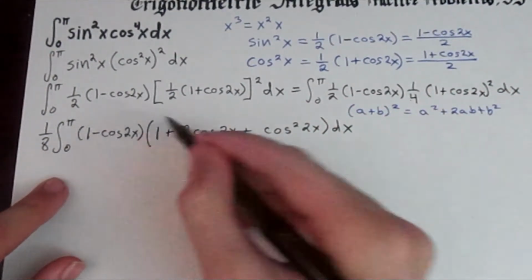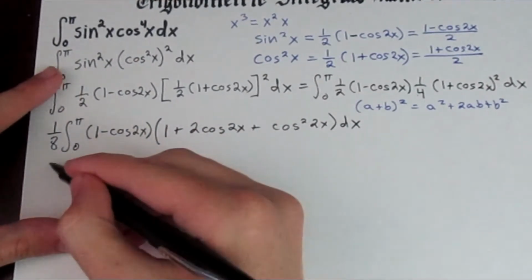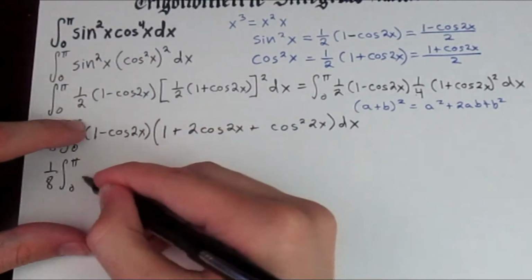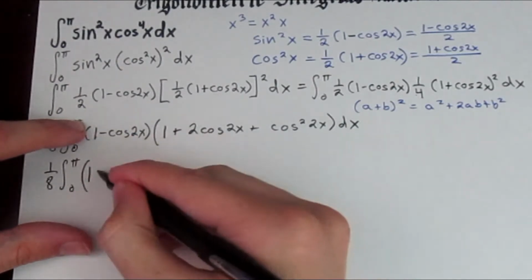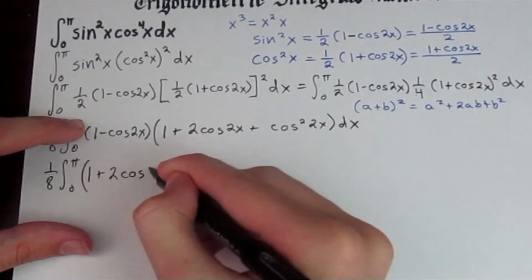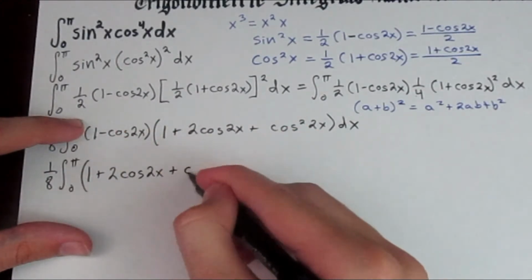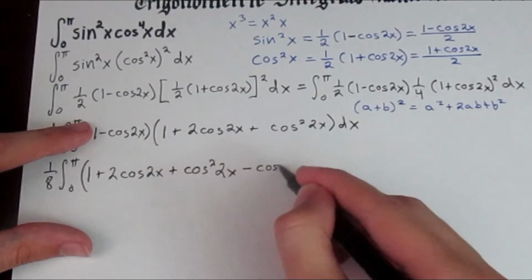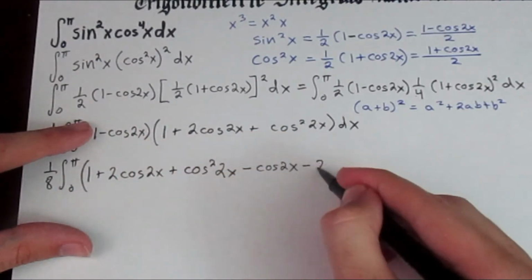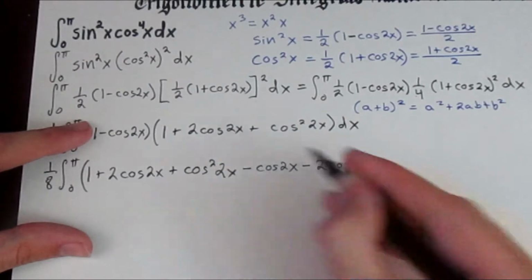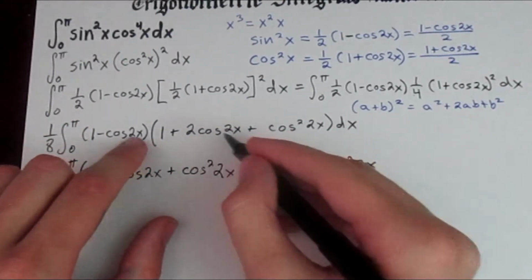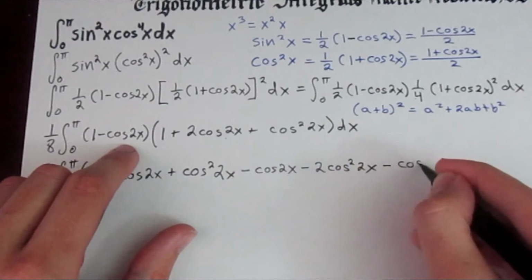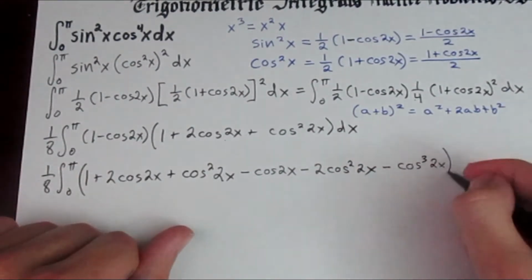Now I'm going to multiply this, or FOIL this. That's going to be 1/8 times the integral from 0 to pi. 1 times 1 is 1, plus 2 cosine 2x plus cosine squared 2x, minus cosine of 2x, minus 2 cosine squared of 2x, cosine times cosine, and we have the same 2x inside, and then minus cosine cubed of 2x. Don't forget the dx.